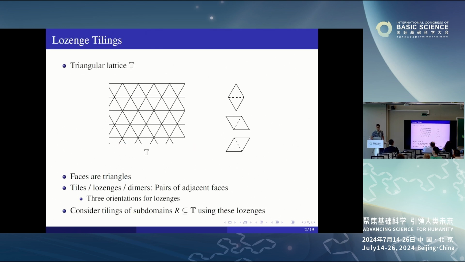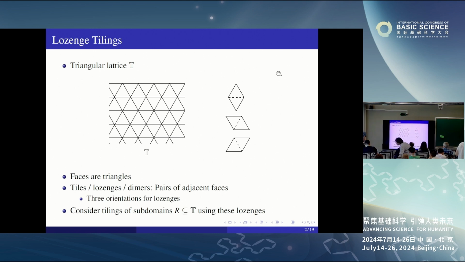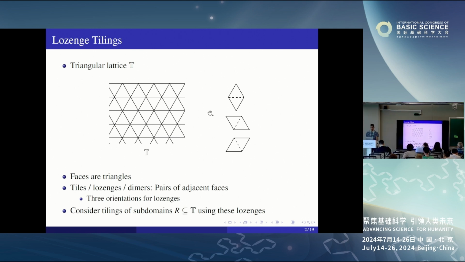I'll be talking about the behavior of random lozenge tiling. So let me start by explaining what a lozenge tiling is. We'll start with the triangular lattice, which I'll denote by this bold-face T. As you can see, all of its faces are equilateral triangles. It's shown over here to the left.